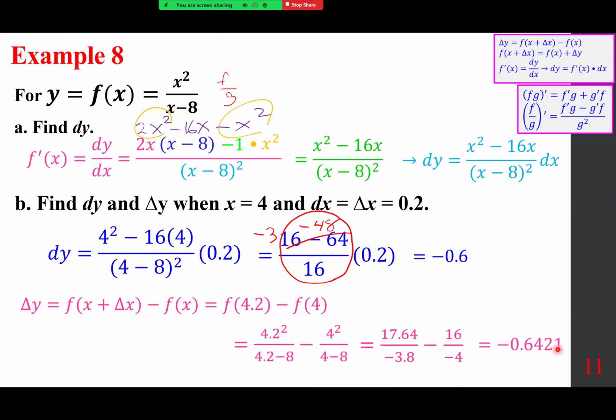Two things. Number one, these two values are pretty close. Number two, this seems to be easier to evaluate than this one. Number three, the smaller the delta x in comparison to x, the better the approximation. In other words, if you make this 0.1, they get even closer. If you make it 0.01, they get even closer. So the smaller the value of delta x in comparison to the value of x, the better the approximation.